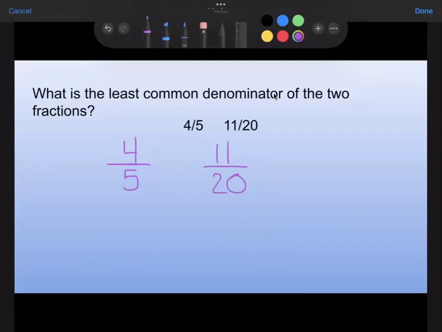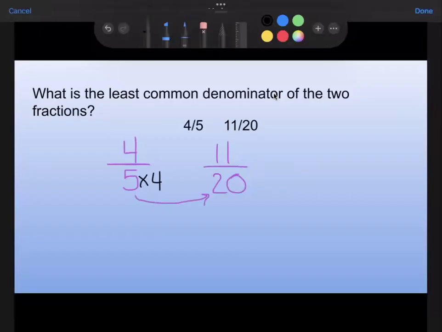Okay, here is our next one. We're going to write the least common denominator, or rewrite the two fractions, for 4 over 5 and 11 over 20. So the one thing that we probably want to do is first see if the smaller denominator fits into the bigger one using multiplication. So I want to ask myself, can I multiply 5 times something and get 20? And the answer is yes, I can. I can multiply that by 4, and that would give me 20. So that means the least common denominator for these two fractions would be 20.